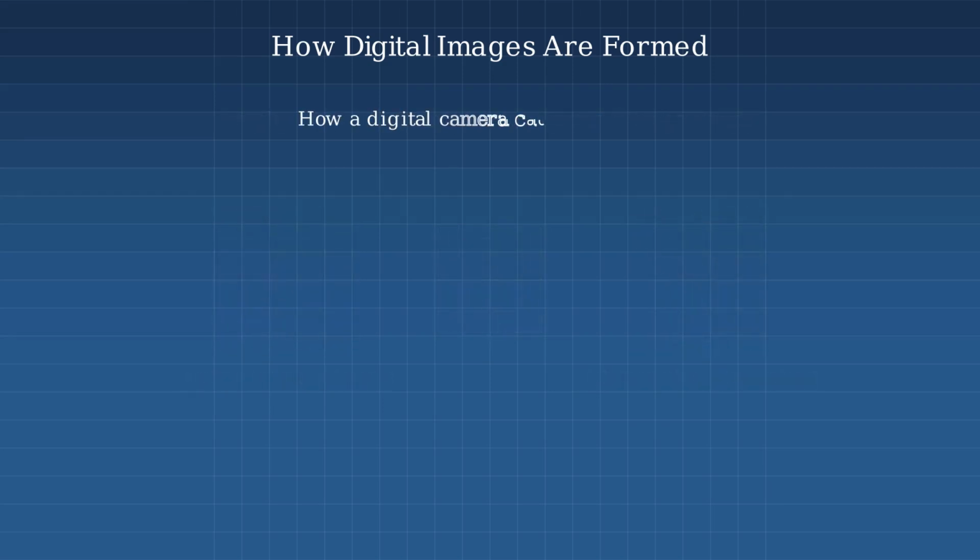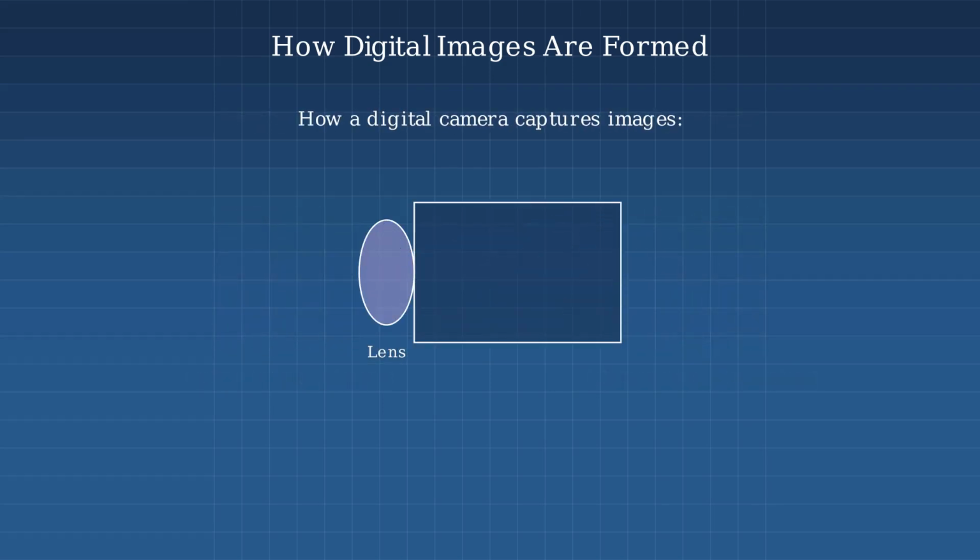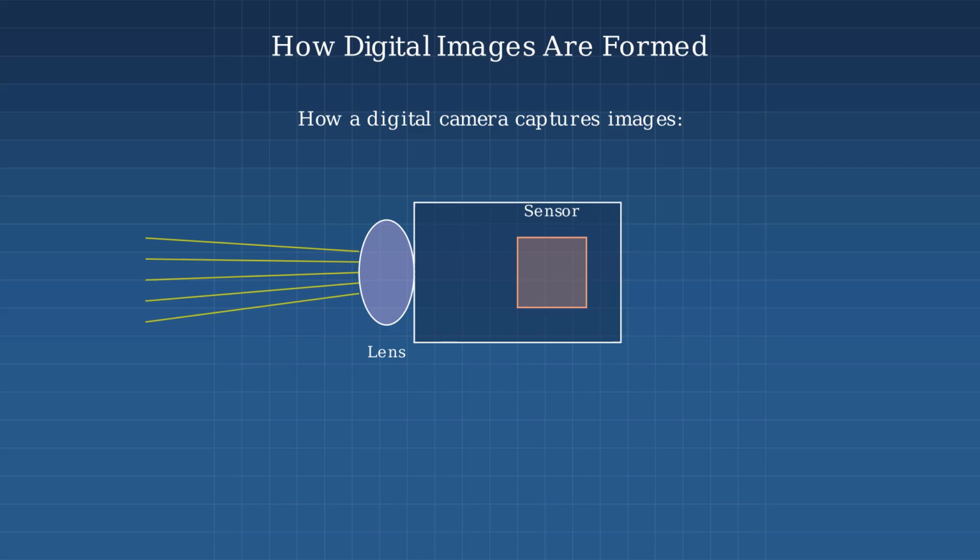When we take a photo with a digital camera, light enters through the lens and hits a sensor that converts light into electrical signals. These signals are then processed and stored as digital data, creating the image file we can view on screens. The quality of a digital image depends on several key factors.